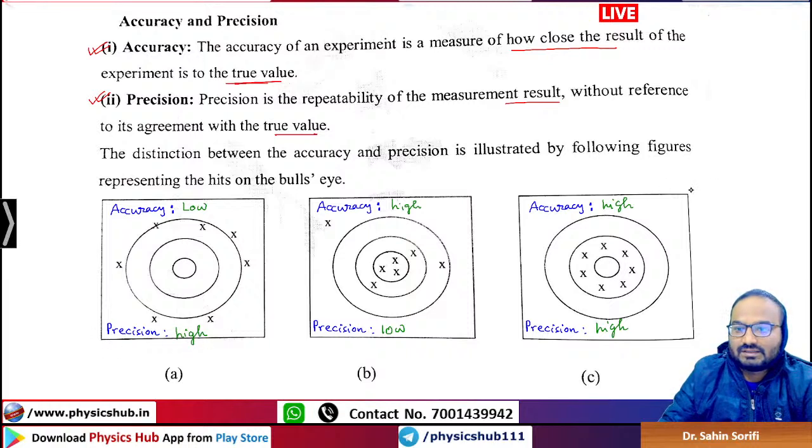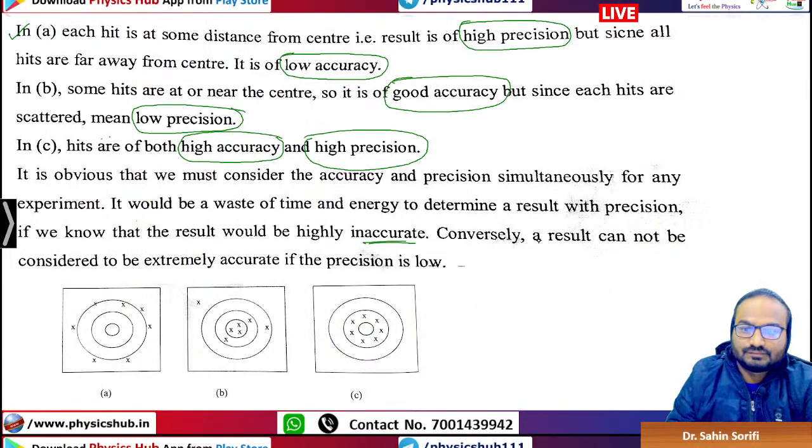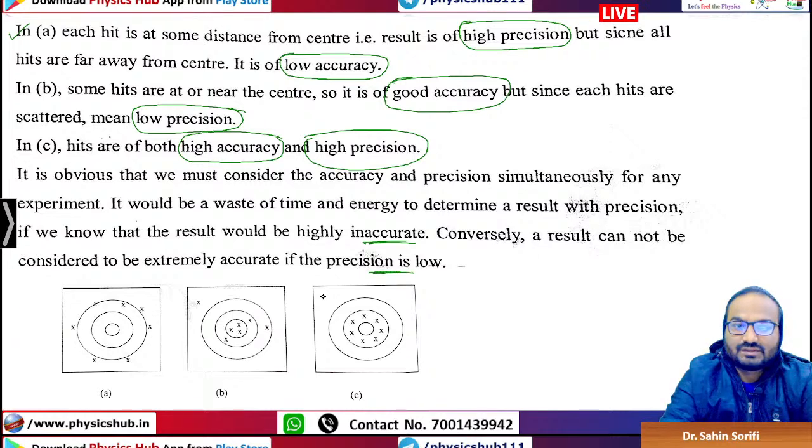What is desired? The third figure is desired. It should be highly accurate and highly precise, right? Conversely, a result cannot be considered to be extremely accurate if the precision is low. So, high accuracy and high precision, these two things are expected from a particular instrument. Okay, these are some basic stuffs.